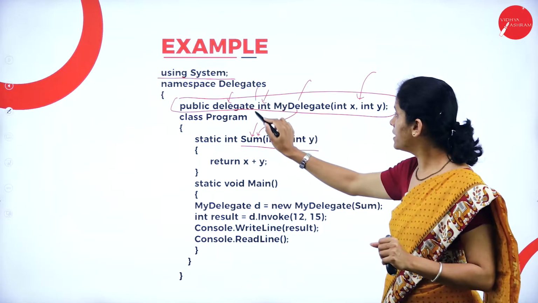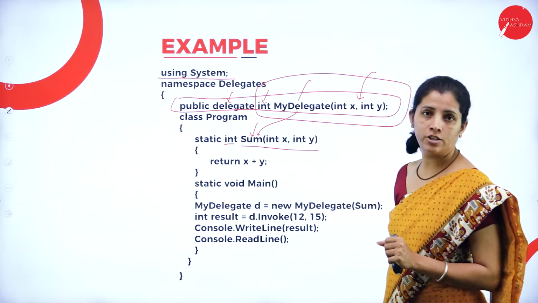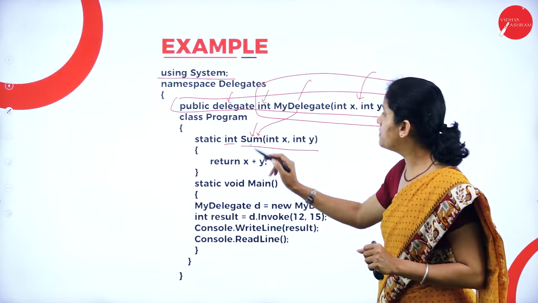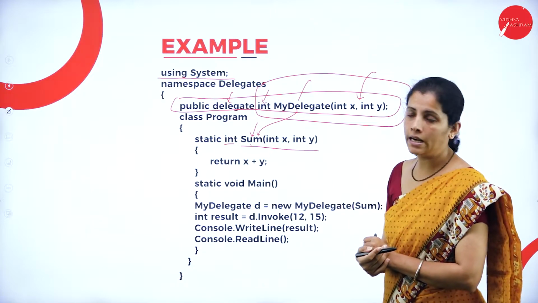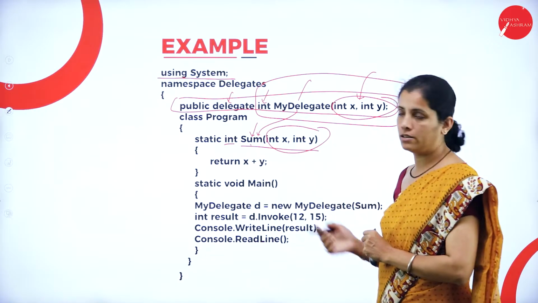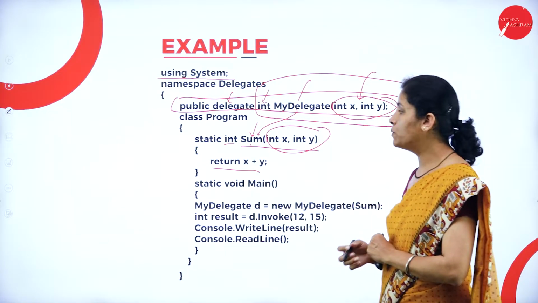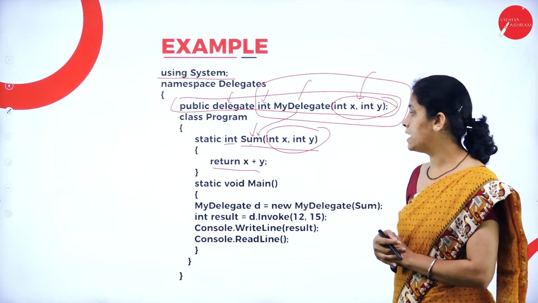Now the delegate signature must be same as my method signature. See here, if I consider this much, I have integer here, integer here, and here I have sum. This is my delegate name, and just check the parameters. Same parameters. Now I'm going to add x and y, and I'm going to return the result.